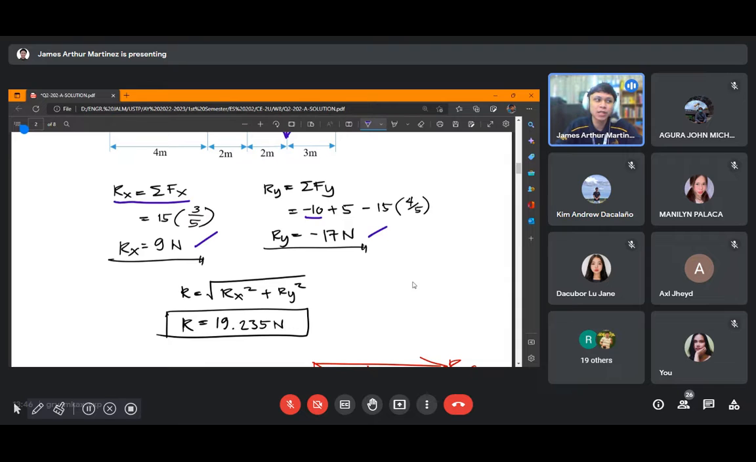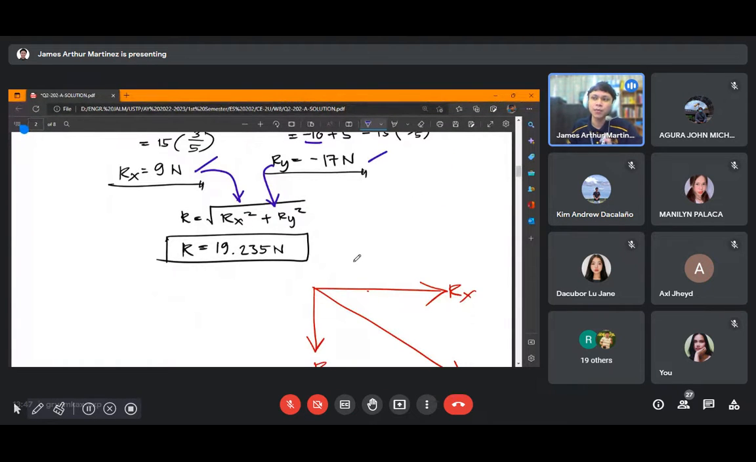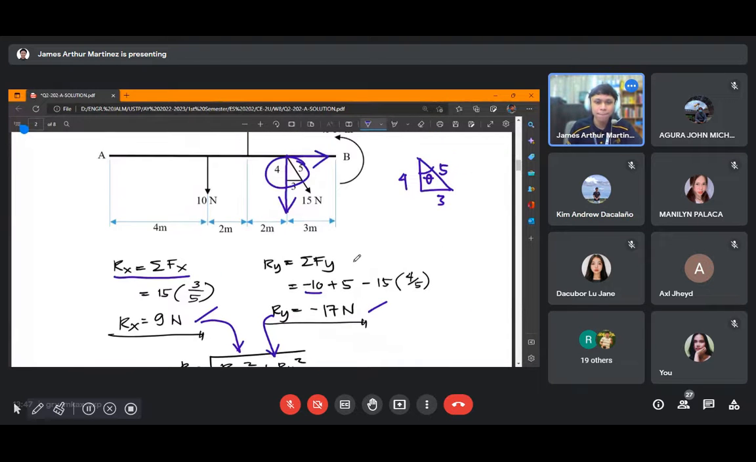Finally, we can compute for our resultant force R. So R therefore is just equal to the square root of Rx squared plus Ry squared. So substitute the values for Ry and Rx. We will obtain the resultant force is equal to 19.235 newtons. Okay? So, I hope nasabtan na naka-follow na ha kay basic lang kay na siya class. So, I hope nga nakuha ninyo ni siya sa inyong quiz. So, resultant force therefore is equal to 19.235 newtons.